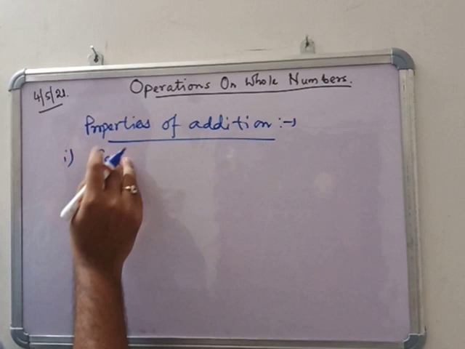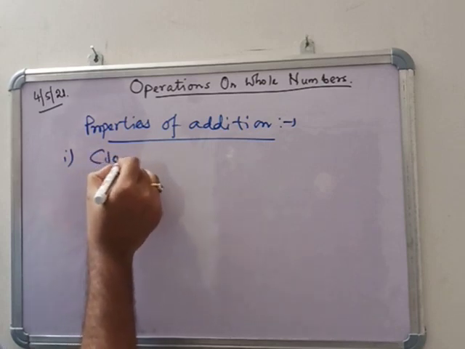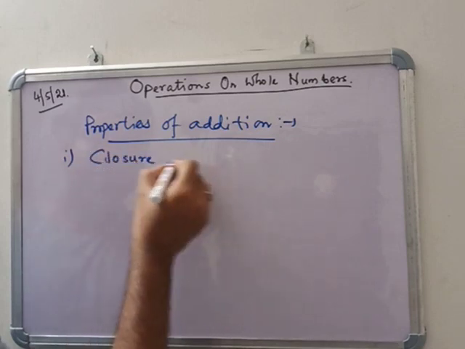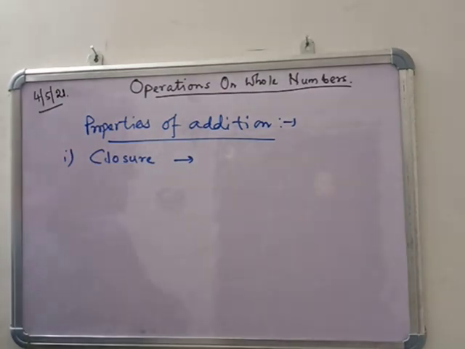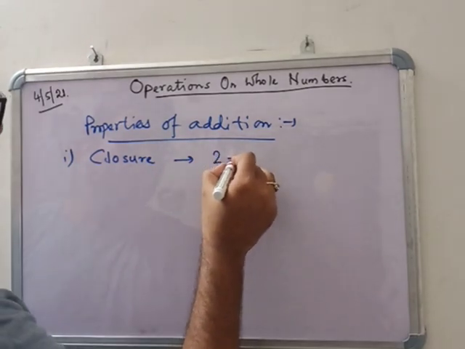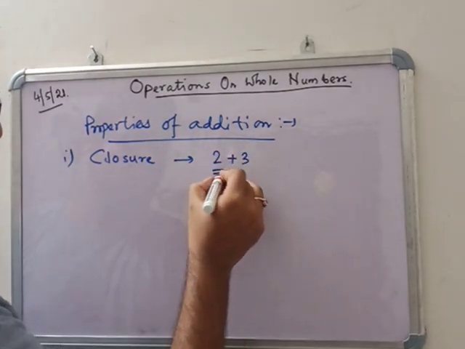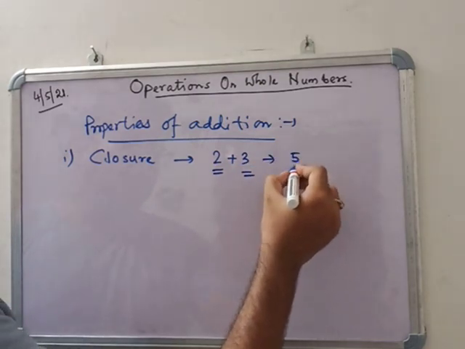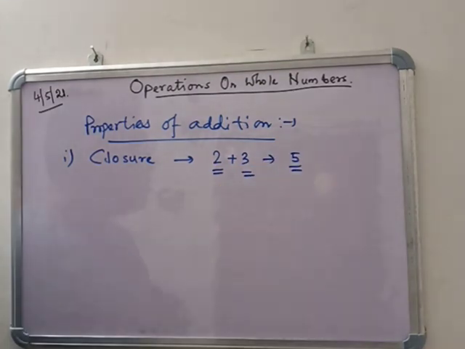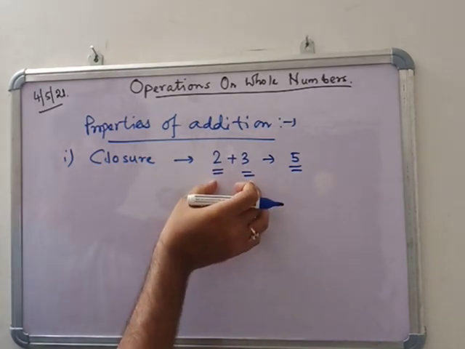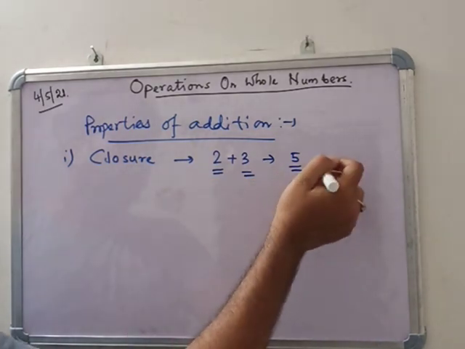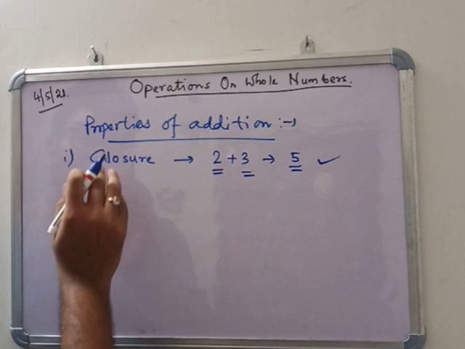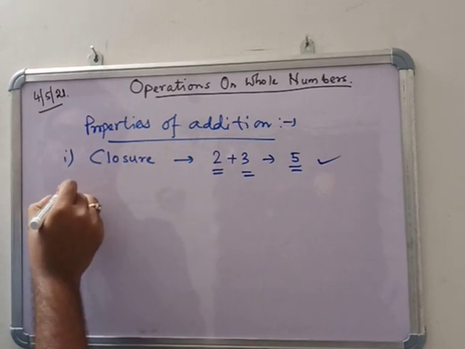What is the closure property? The closure property means if we add any two whole numbers, we will get a whole number. Suppose 2 plus 3. 2 is a whole number, 3 is a whole number, then we get 5. 5 is also a whole number. So if we add two whole numbers, we get a whole number. This is the closure property.